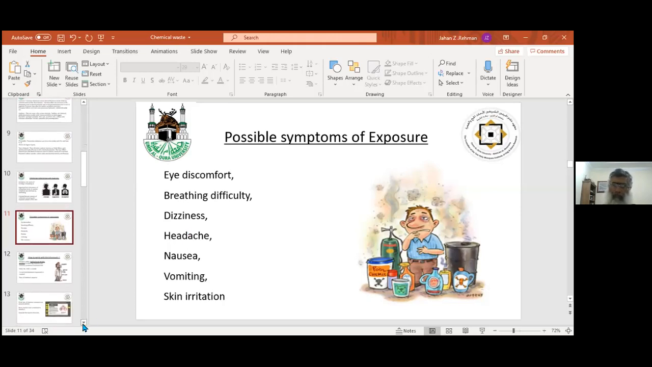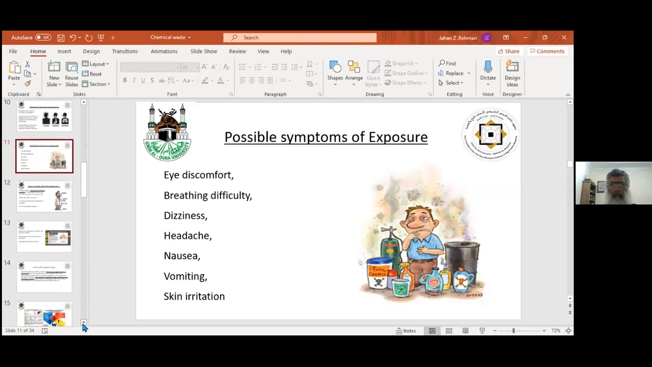Again, we are talking about the labs. So if you find any of these kind of symptoms within the lab, within your department or on the floor, then you have to tell the responsible person that there is something because of which you are feeling discomfort. So do not stay there, leave this area, because it's not good to be exposed to the chemicals.